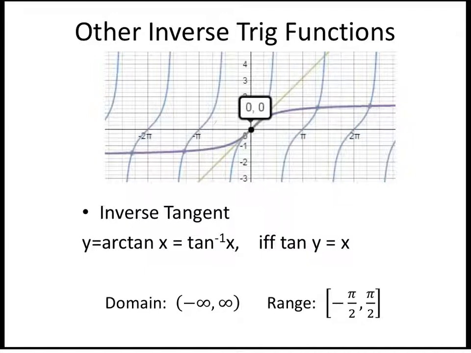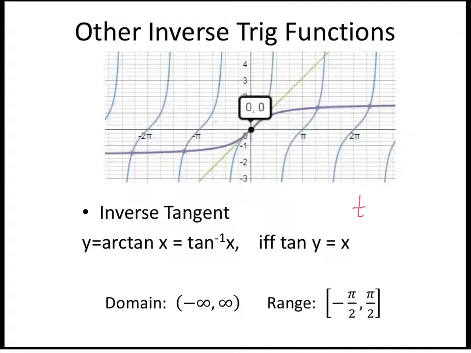Now my range is kind of limited from negative pi over 2 to positive pi over 2, but that's okay. There's no real craziness going on. It's just that inverse tangent is going to be this purple line here. So we have one instance of tangent. It does have a domain of any real number, but the range that you're going to get out of it is going to be a little bit more limited. So let's take a look at an inverse tangent problem.